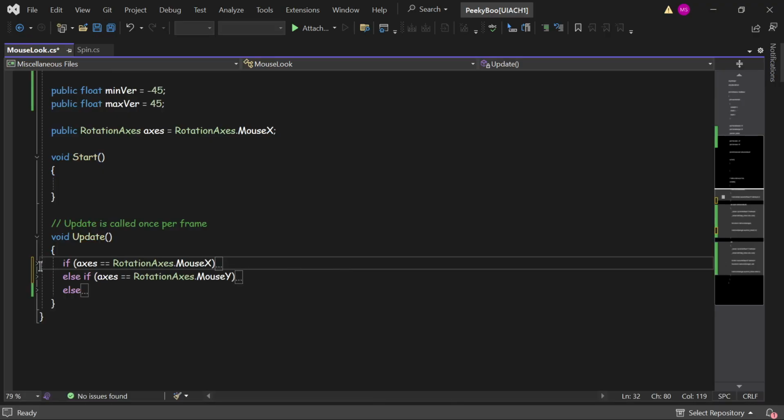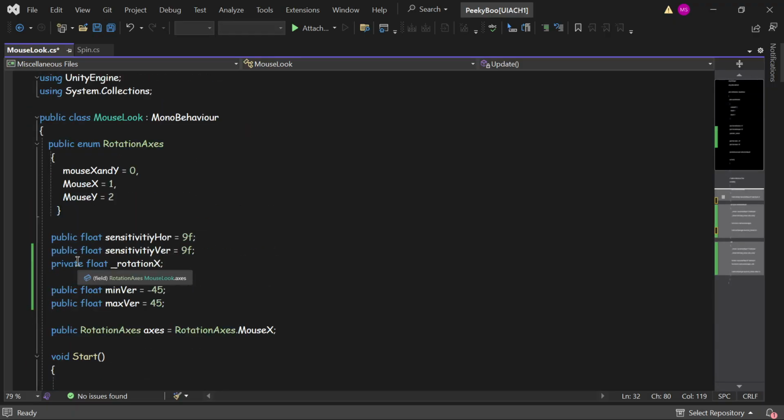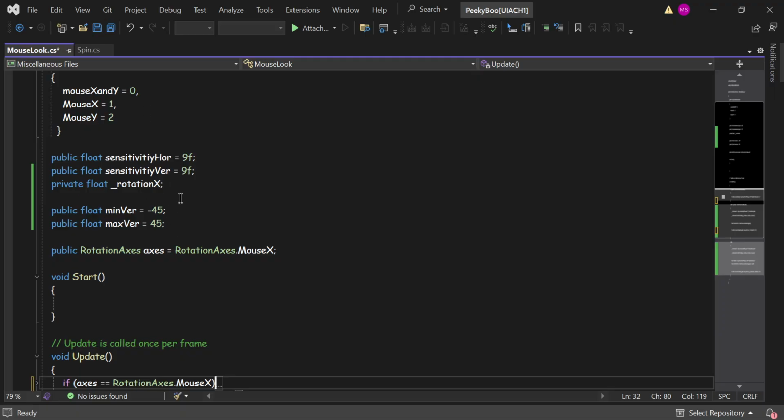So we're going to go with the control statements here within the update method of mouse look. These enums here are just a way to represent the input that you place for your mouse. Mouse X and Y means that you're looking up, down, whatever direction, right? Mouse X means you're looking horizontally. Mouse Y just means that we're looking up and down. So these enums here are just to represent those specific inputs.